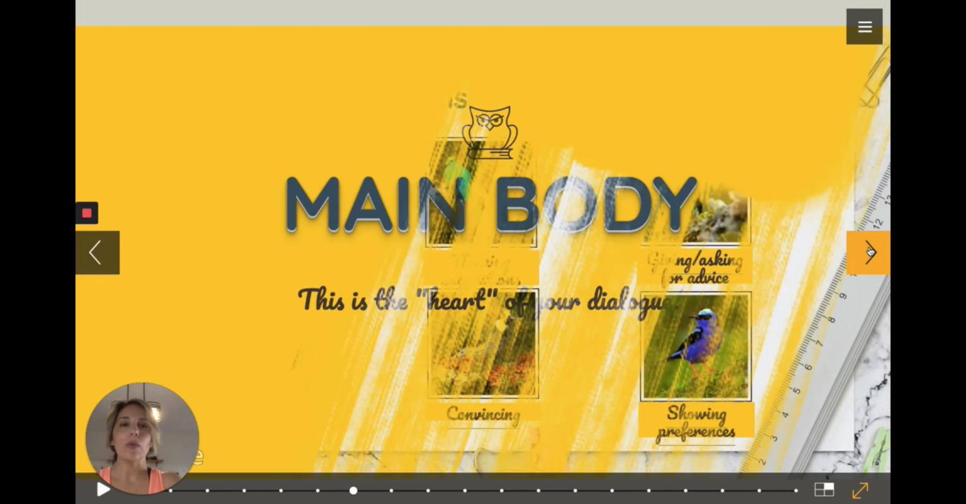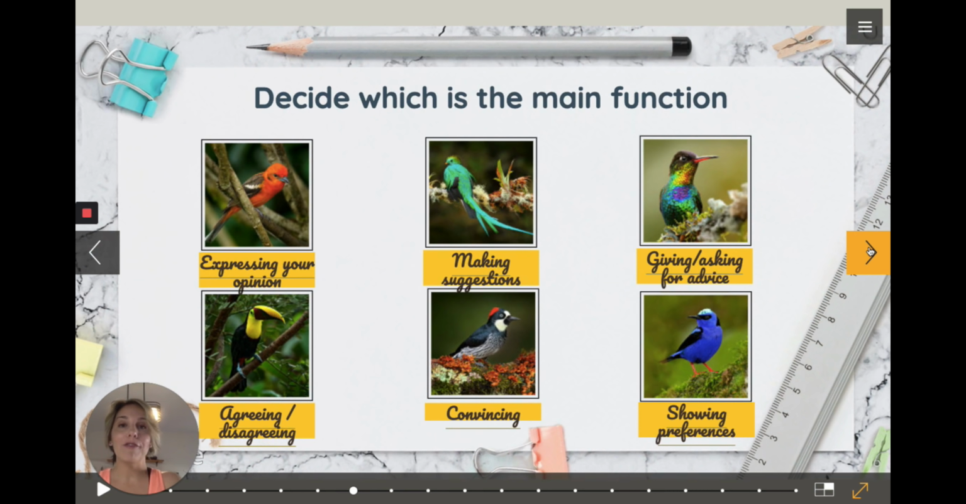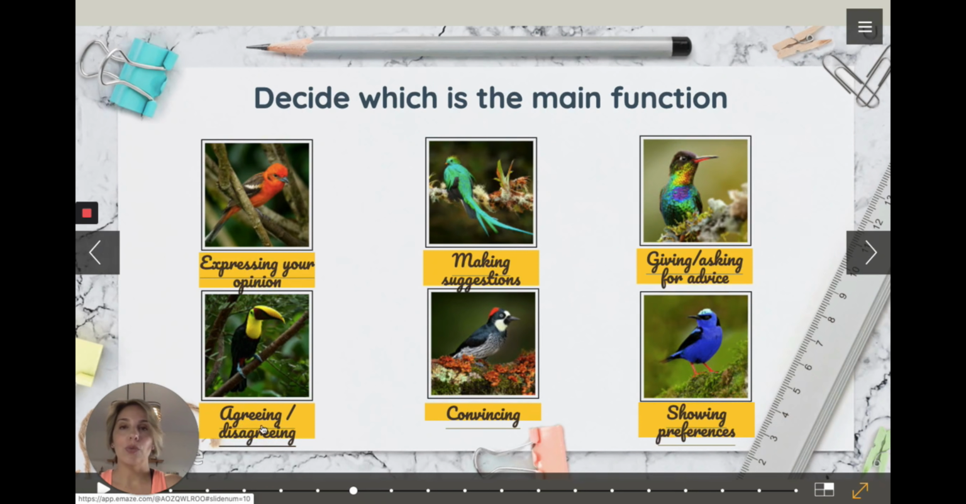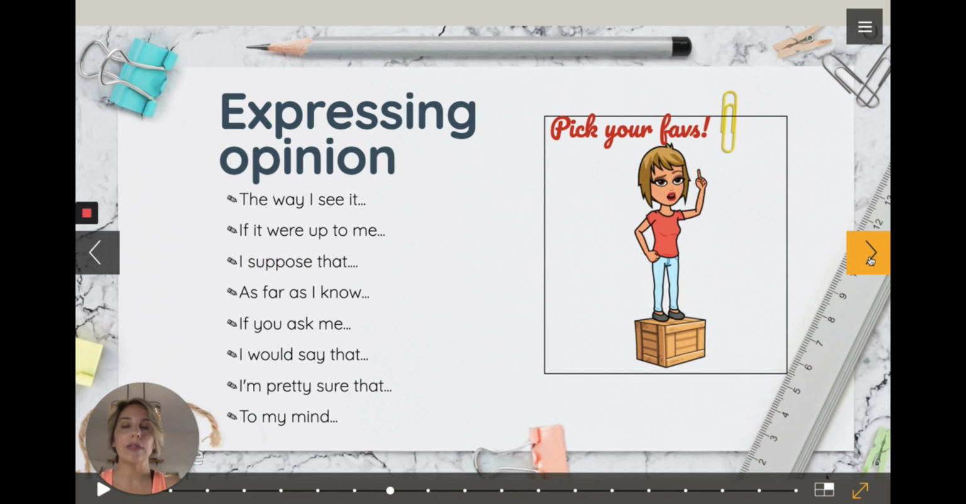So as I was saying, depending on the main function of your dialogue, you would choose different structures or expressions. These are the main functions used. For example, when you have to express your opinion, when you have to make a suggestion, when you have to give or ask for advice, when you need to agree or disagree on something, convince a person, to show your preferences, okay? So let's say, for example, that your speaking activity is one where you have to express your opinion.